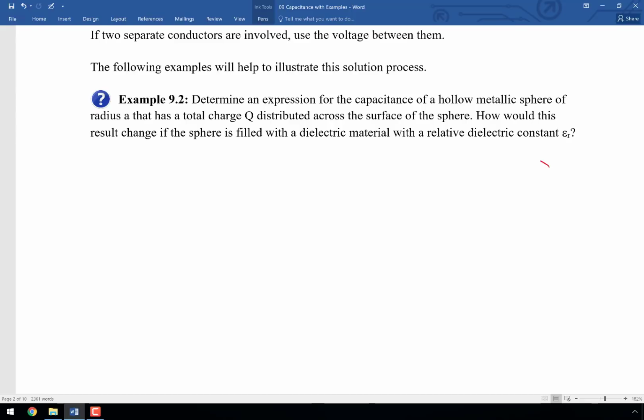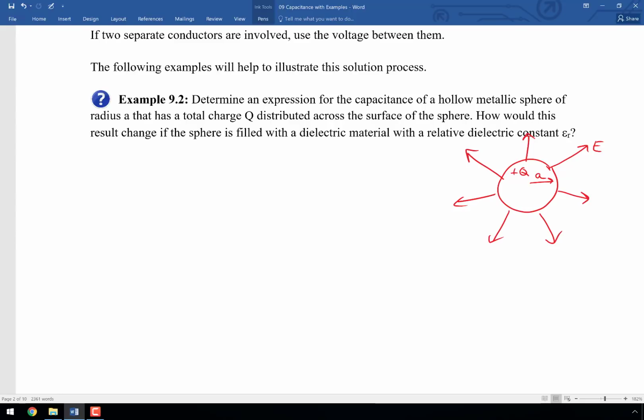So let's see a picture. Pictures are always good. I have this sphere, and it has a radius of A, and there is plus Q distributed across that entire surface, and as a result of that, I have electric field lines propagating away from this sphere in the radial direction in each direction.